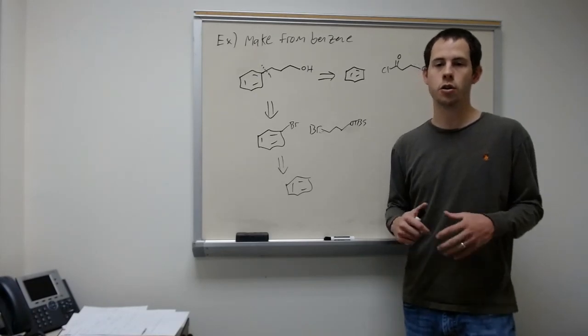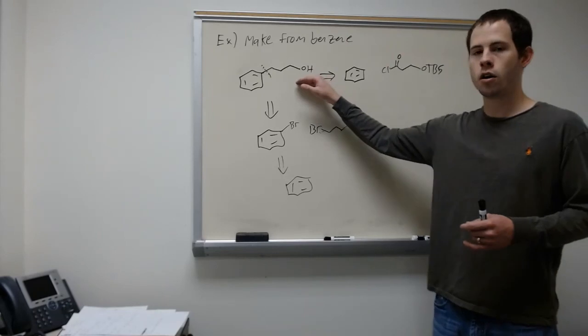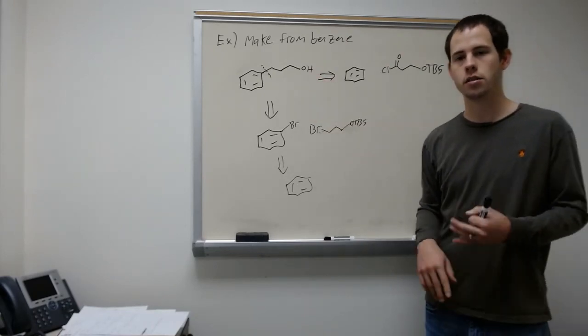Anytime you're making a Grignard or a strong nucleophile, it can potentially deprotonate alcohols, so OHs, or amines, so NHs, or carboxylic acids.